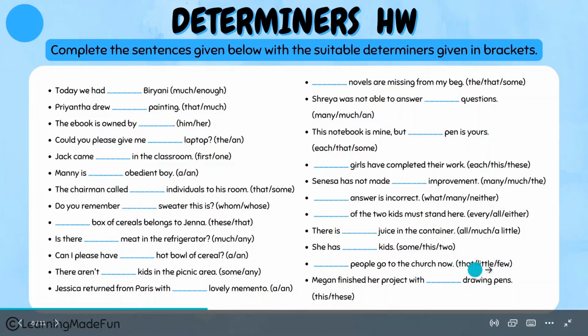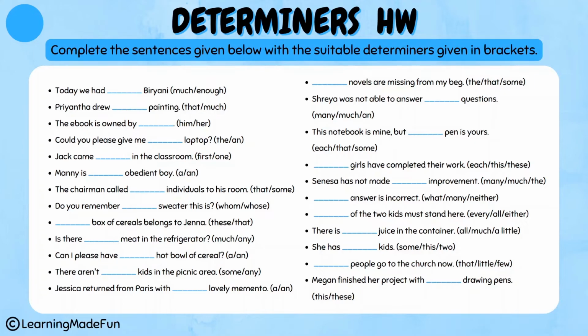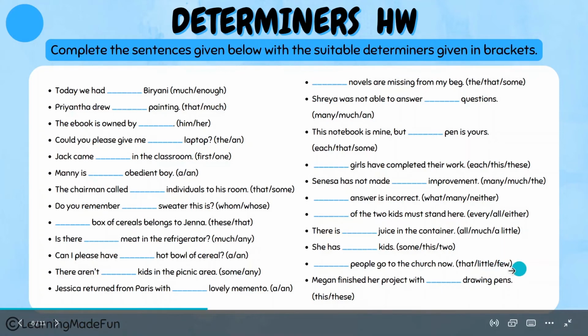That, little, or few people go to the church now. So this is, again, we would use a quantifier. We have to describe how many people. Did two people go to the church? Did three people? Did many people? So we would use few people go to the church now.